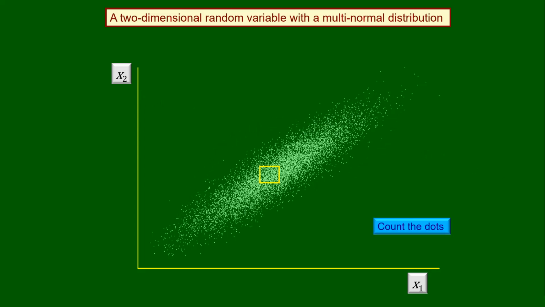Let's start off this time by examining the joint probability density function of these two random variables. So within each one of those squares, I count the dots.